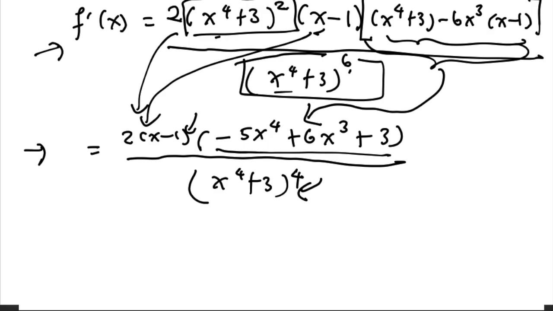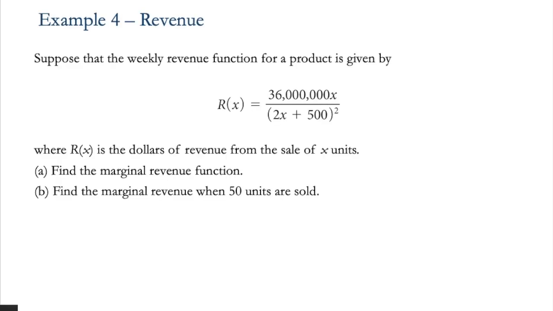Now let's look at another more practical example, and this practical example is about revenue. Let's look at this. Okay, so suppose that we have the weekly revenue function for a product given by R(x) equals 36 million x over (2x plus 500) squared. So you have a quotient, with x in the numerator and x in the denominator, but squared. So what can you do here?